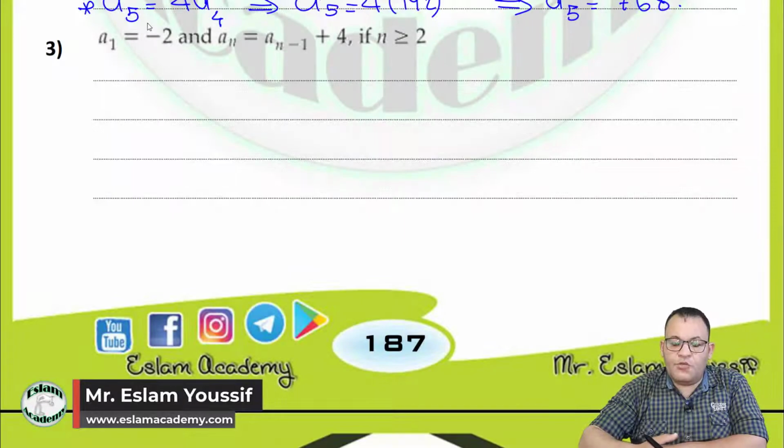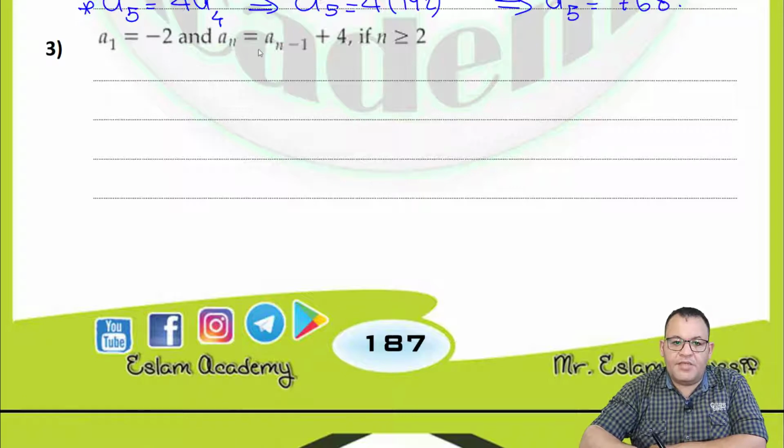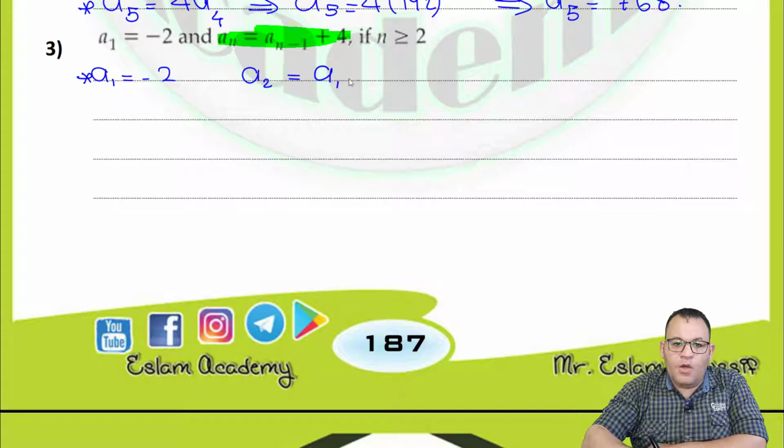In this problem, we need to find the first 5 terms of the sequence a1 equals negative 2, where an is equal to an minus 1 plus 4, for n greater than or equal to 2. From the given, we know that a1 is equal to negative 2. Now we need to find a2. By using the formula an equals an minus 1 plus 4, for each n, replace it with 2. So to find it now, 2 minus 1 equals 1, so it will be a1 plus 4.